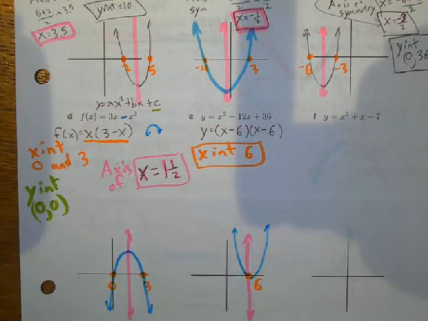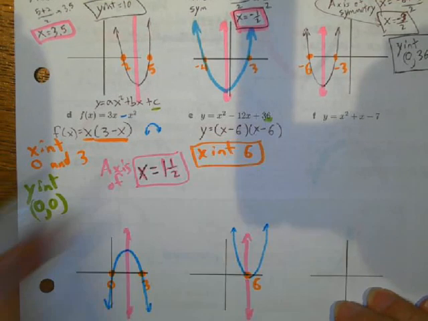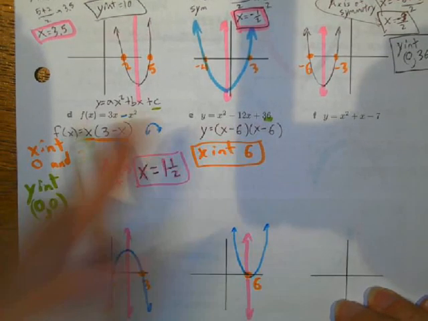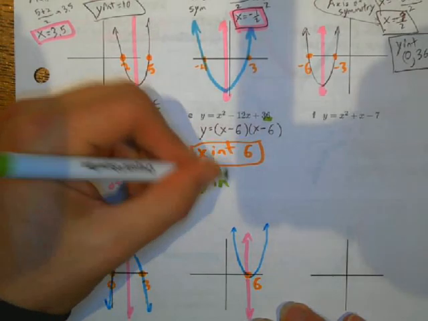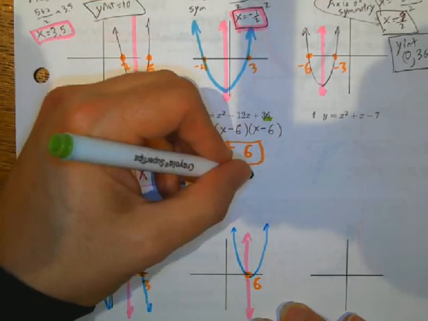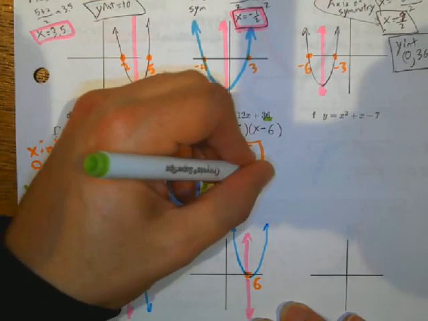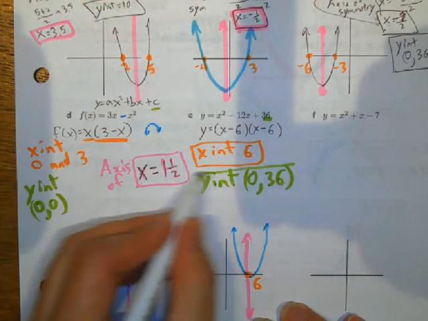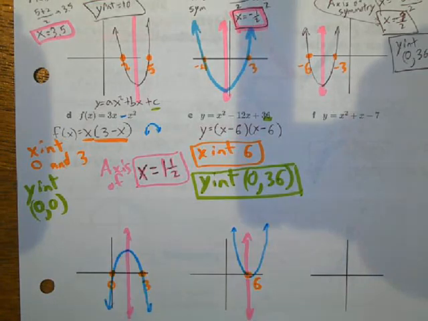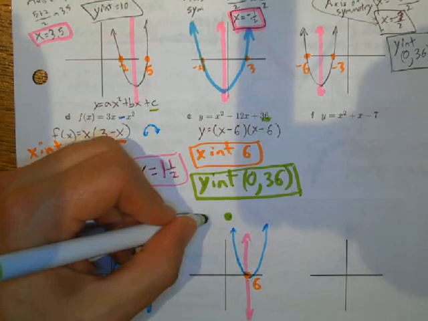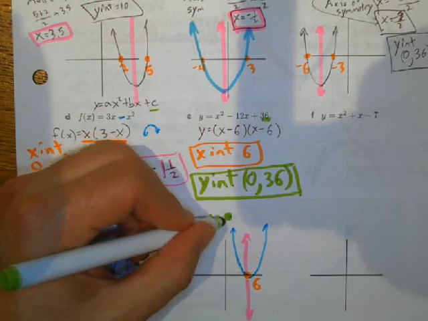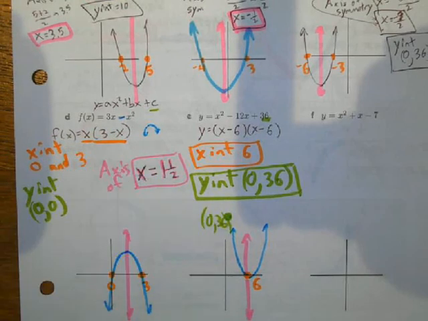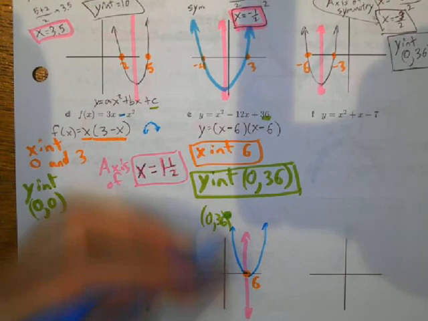The y-intercept is the c value when x is 0, so the y-intercept is the coordinate 0, 36. I'll have our drawing go through there.